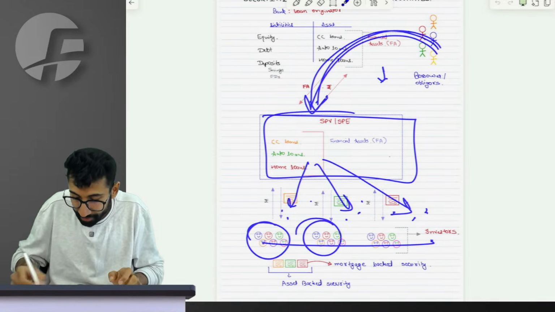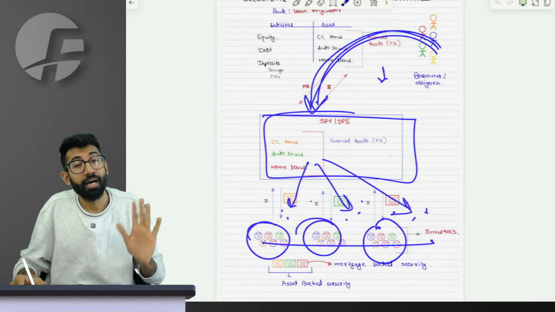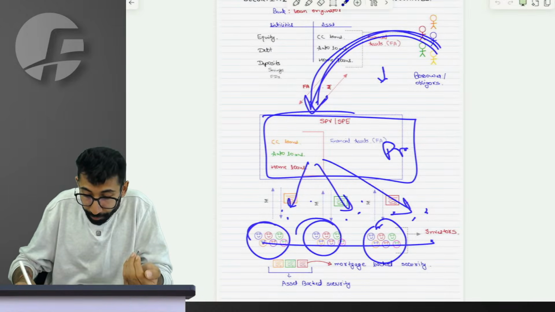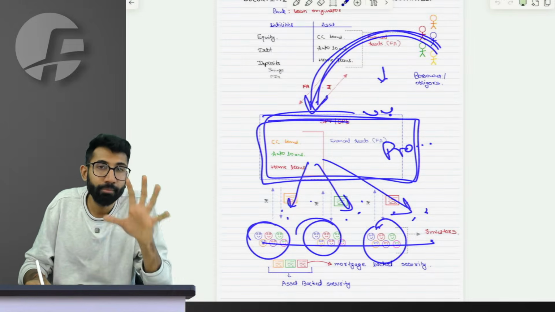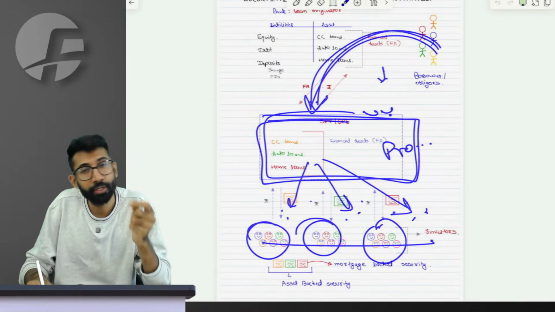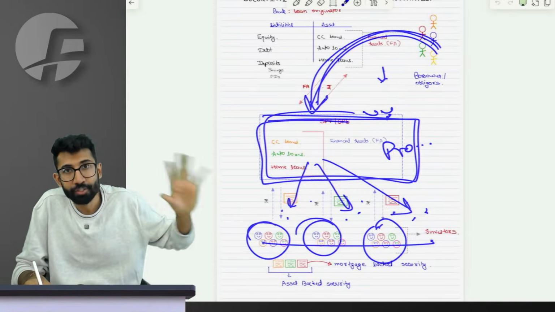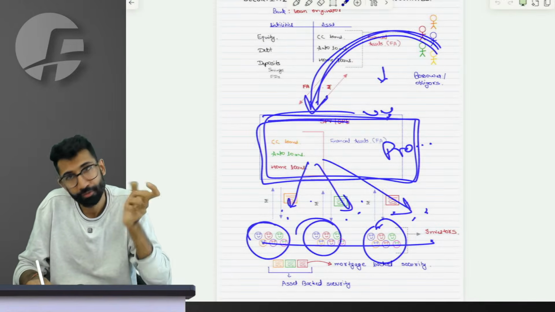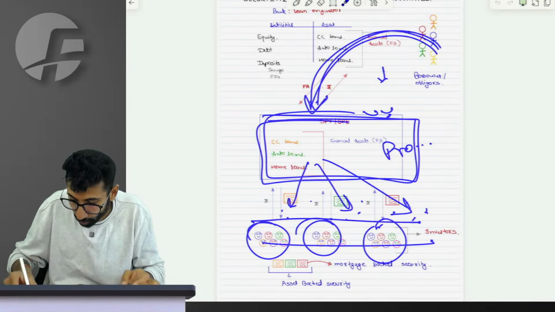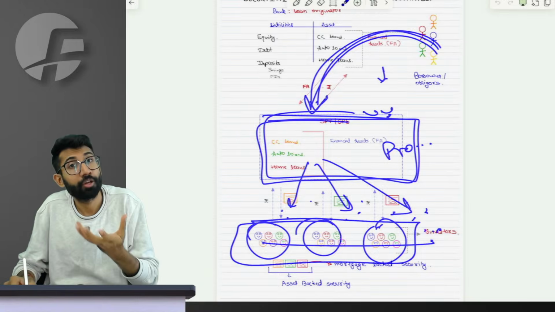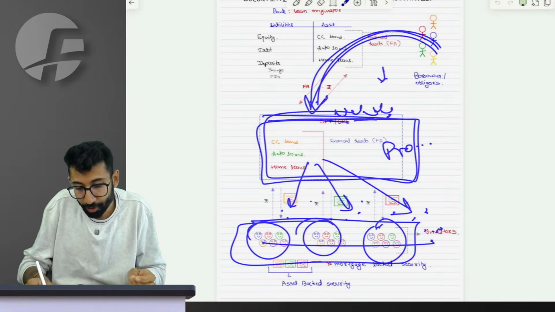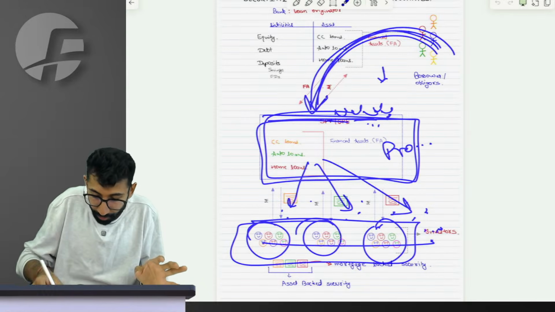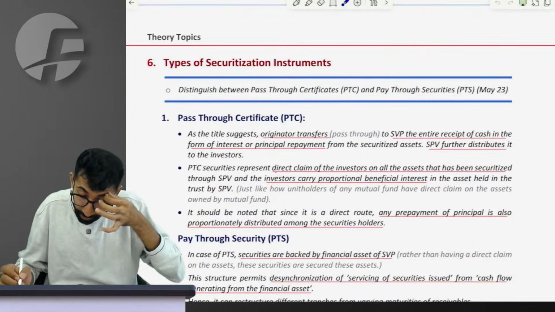So all these unit holders are considered to have proportionate claim over the cash flows of the SPV. As a mutual fund holder, as an equity shareholder, do you have a proportionate claim over the assets of the company or the cash flows or the profit of the company? Very similarly, all of you, depending upon the number of securities that you own, you have a proportionate claim in the cash flows, profit, or the assets of the SPV. Whatever is received is passed through in the proportion.